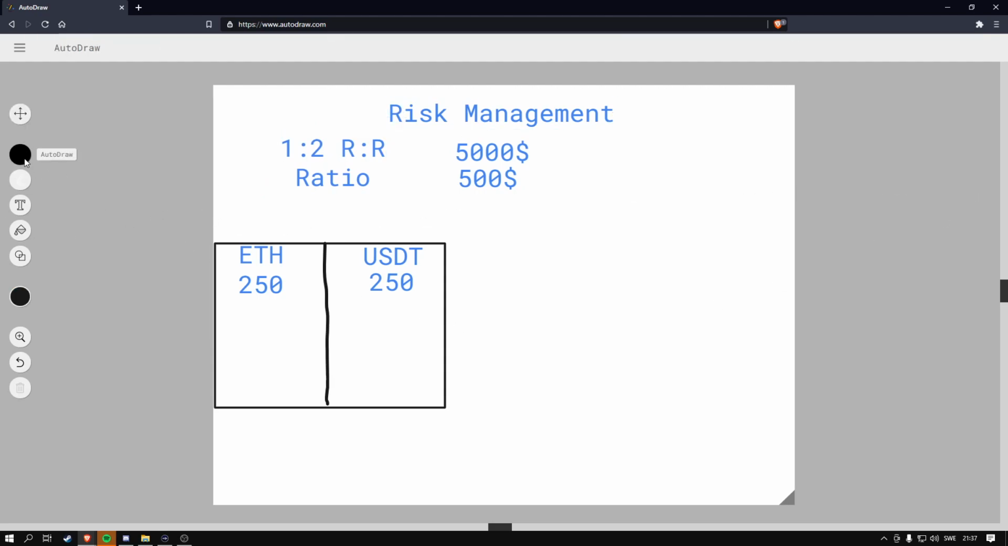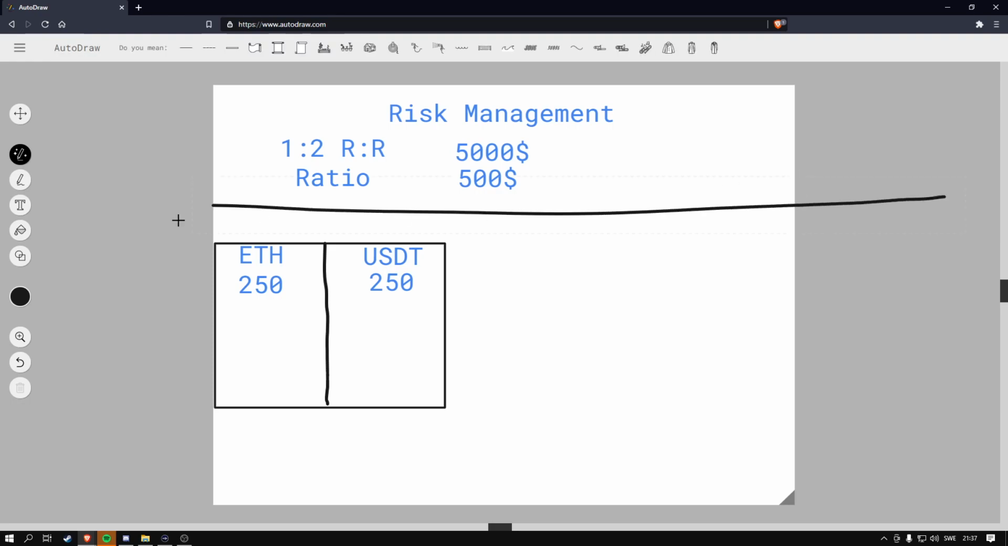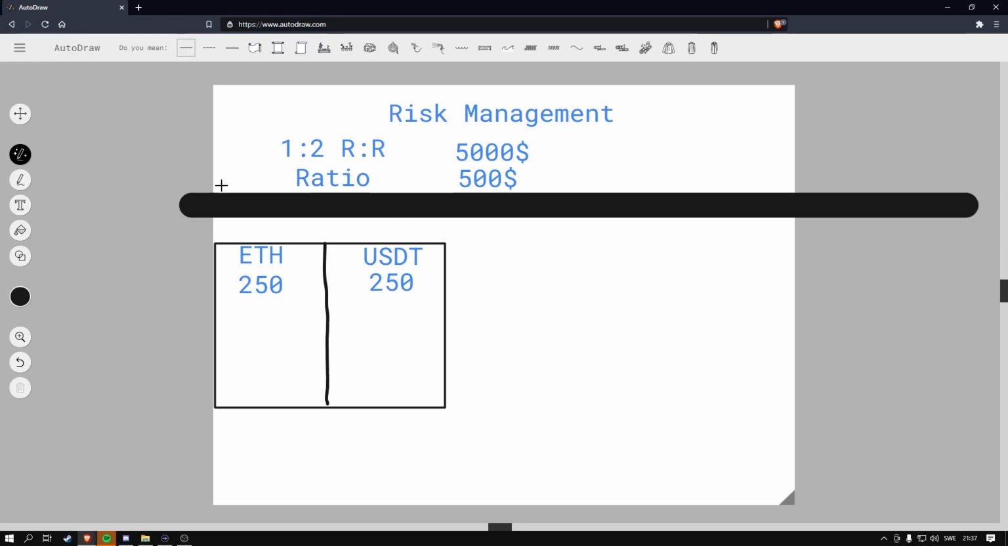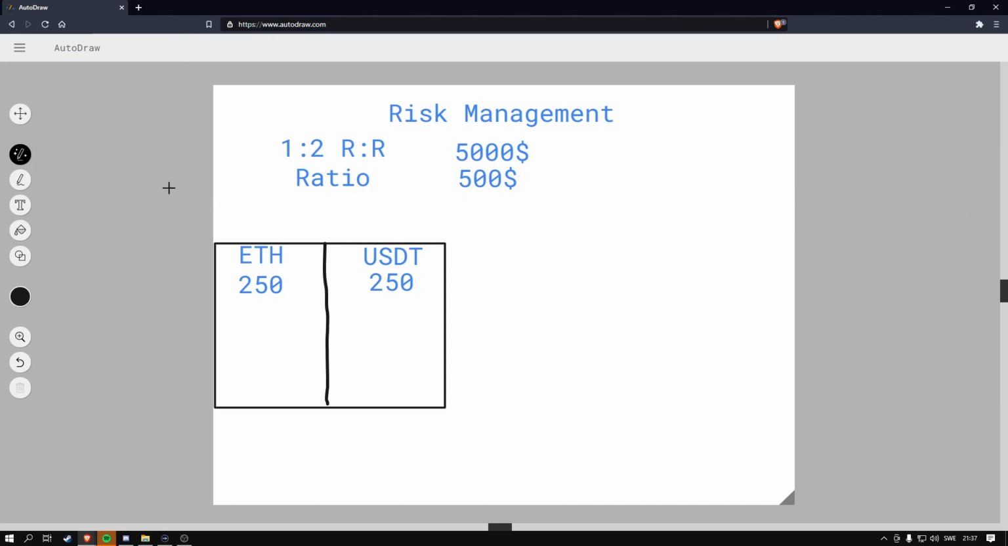Whoop. Let's make it like this. Whoop, right? I don't want it that thick. Why is it that thick? Yeah. Let's take it like that.